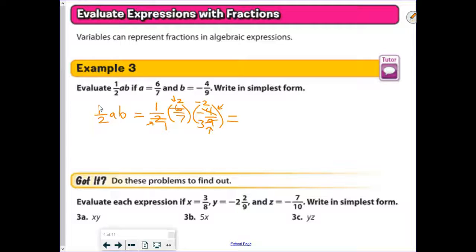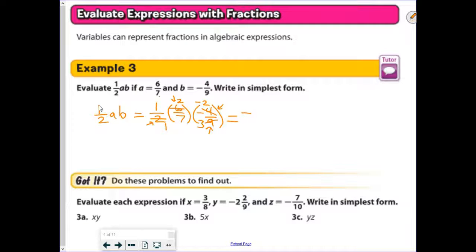Now, I have 3 things that I'm multiplying here, and one of them is negative. We know from our integer rules that if I have one negative number in a multiplication problem, I will have a negative answer, and I need to take care of that right away. I could have actually taken care of it before I simplified, so that I make sure that I have the right sign in my answer.